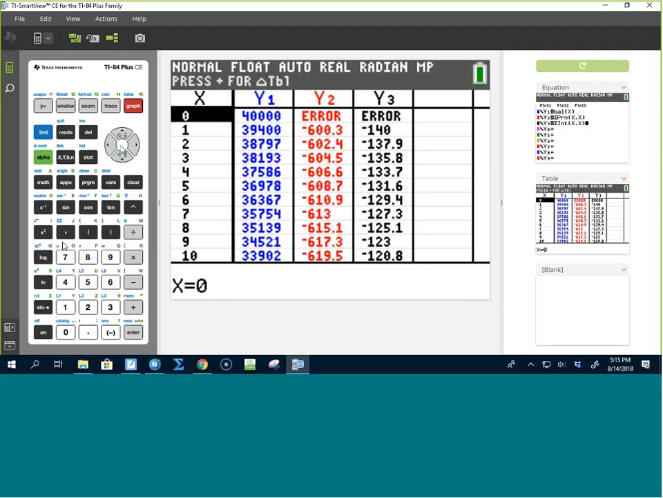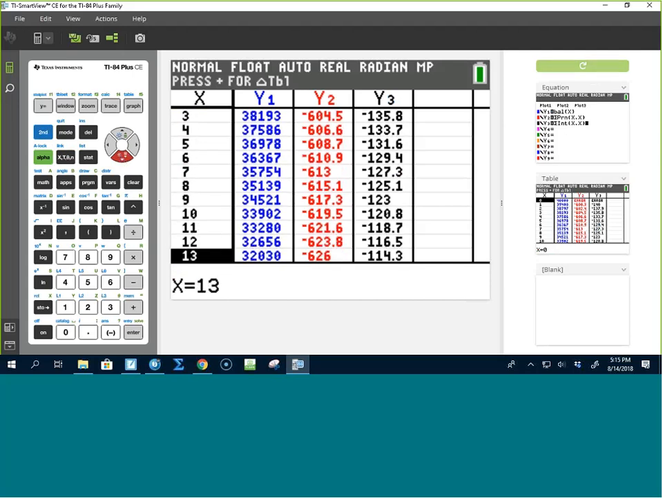So we can look at these values as X increases, as the number of payments increases. One of the advantages is that I have to redefine what these are. If I go into Y1, this was the balance after I make the 13th payment. We have $32,030 here. And Y2, that was what went to principal. And Y3, that's what went to the payment.